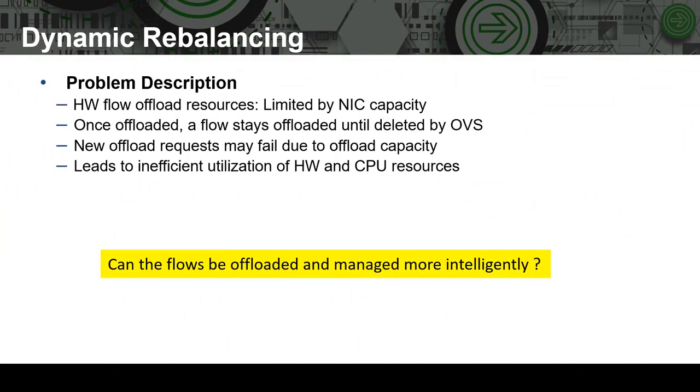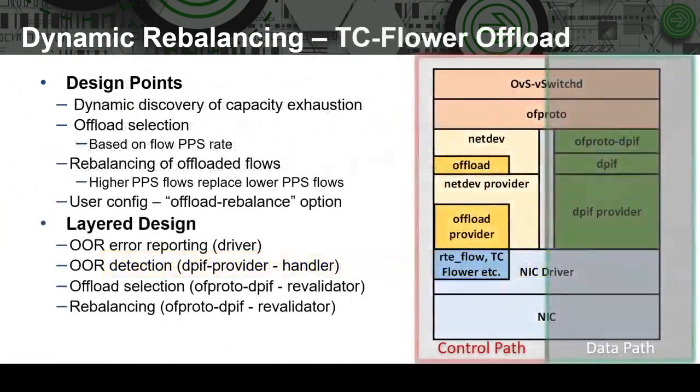At the same time, flows that are already offloaded stay offloaded until they are deleted by OVS. If there are higher priority flows or more useful flows that cannot be offloaded, then such flows end up running in OVS software data path. This leads to inefficient utilization of NIC hardware as well as host CPU resources. So the question is, can the flows be offloaded and managed more intelligently? The answer is dynamic rebalancing.